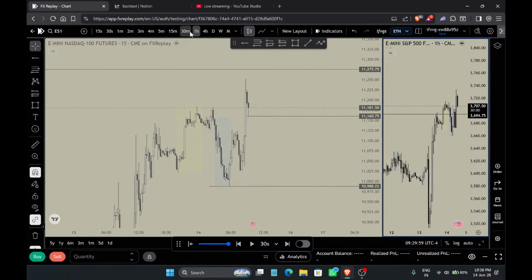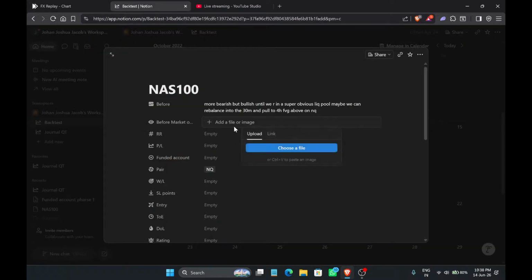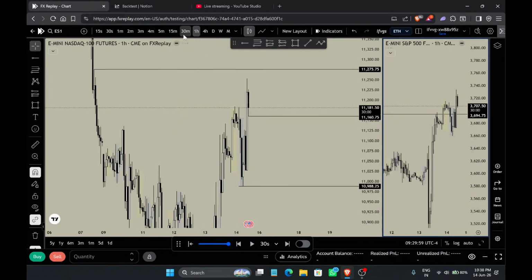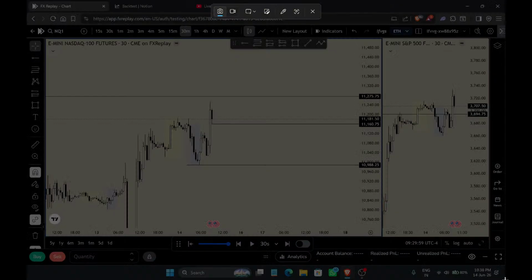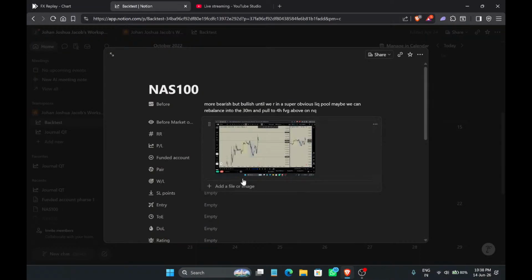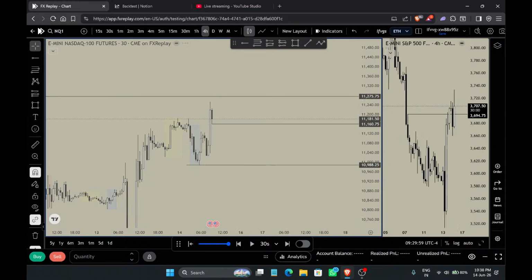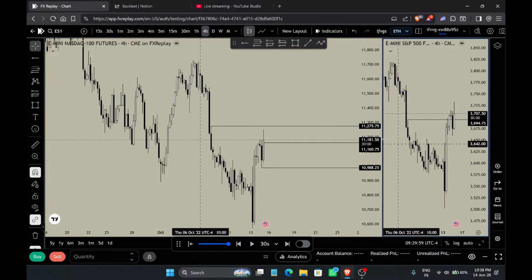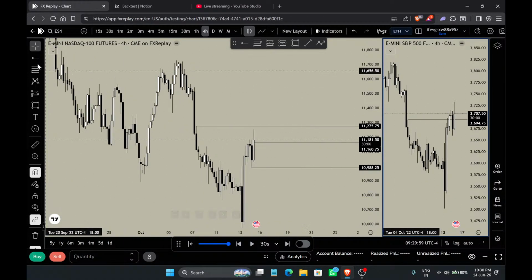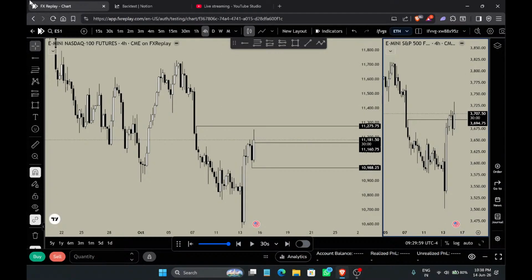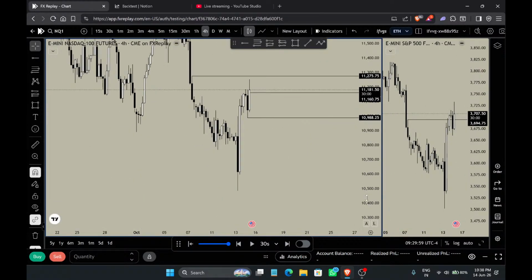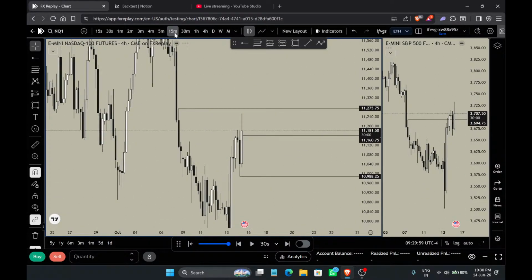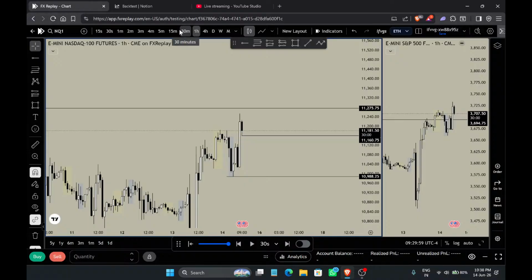Let's see what we have over here. Let's mark this 30 minutes. Screenshot of this 30 minutes, paste it over here, and screenshot of this 4 hour unmitigated level which we only have an SMT. Sorry, that time frame is not there, so we'll take that. Okay, that's it. Then what we see is we have marked that 30 minutes.